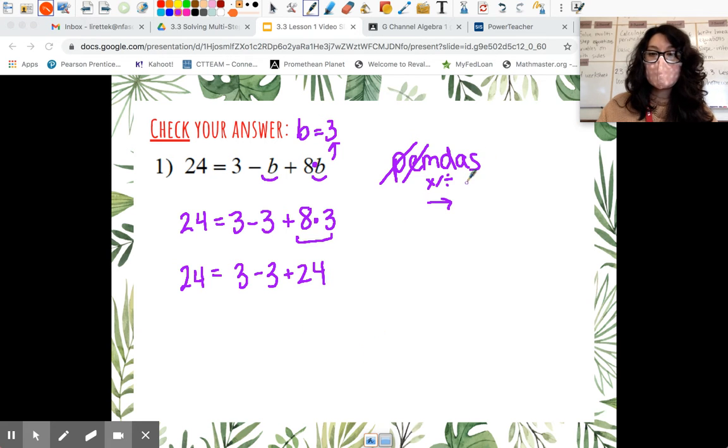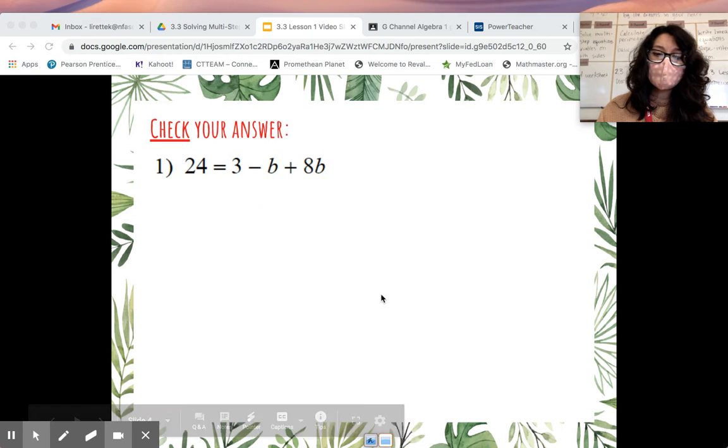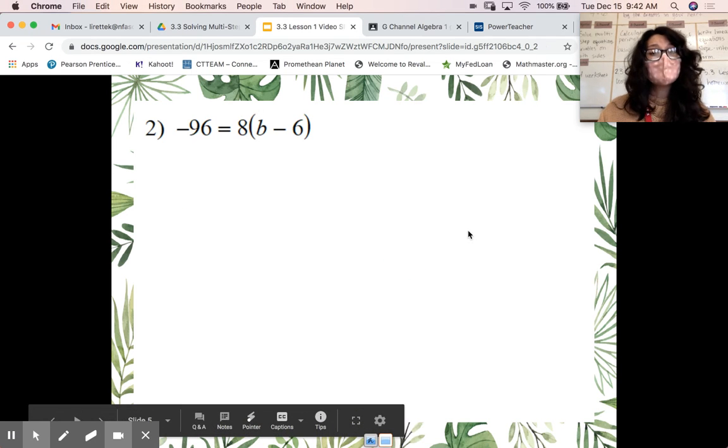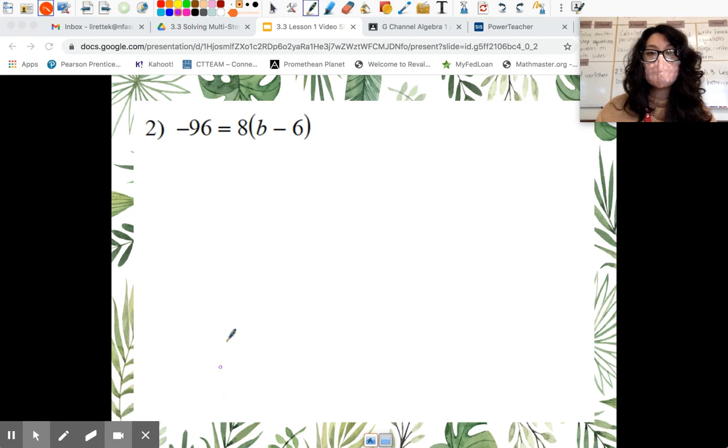At this point, it's just adding and subtracting. And again, we do that left to right. So I'm going to do 3 minus 3 first, which gives me 0. I bring down that plus 24. And now I'm going to add and get 24. I'm getting the same answer on both sides. That means that I found the correct answer. So I encourage you that if you are not sure if you got the correct answer for an equation, do a check, substitute, and follow order of operations to see if you get the same number on both sides.